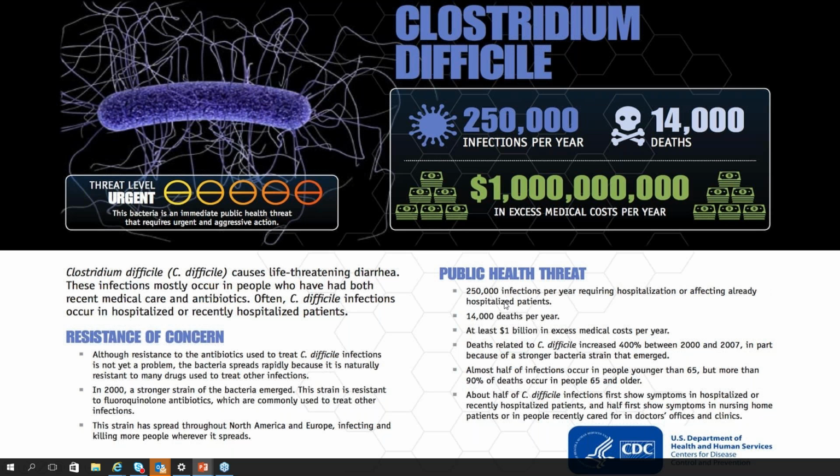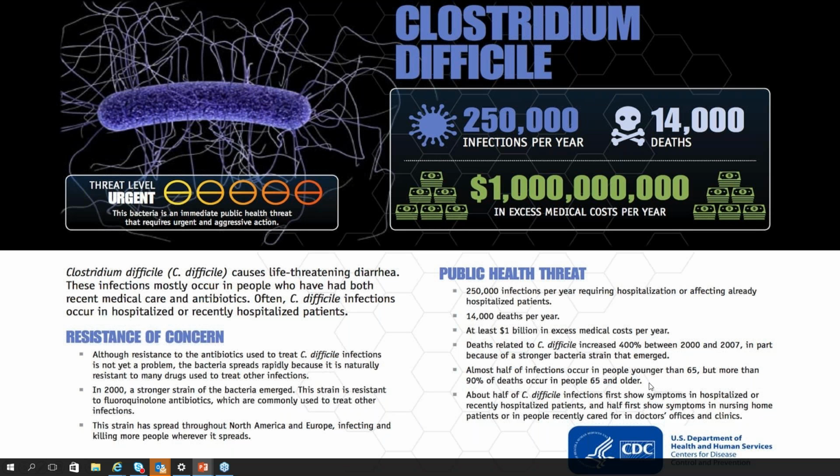About 250,000 infections occur per year requiring hospitalization, or affecting people who are already hospitalized. There are 14,000 deaths per year and at least 1 billion in excess medical costs per year. Those costs related to C. diff increased 400% between 2000 and 2007, in part because of the stronger bacteria strain that emerged, the one we previously saw on the slide, which is in North America and Europe.